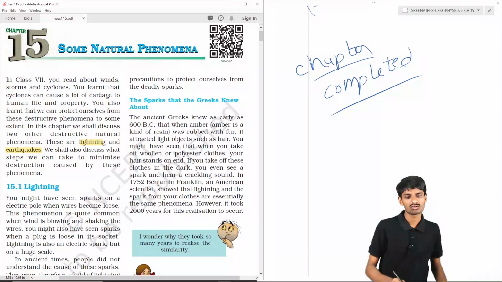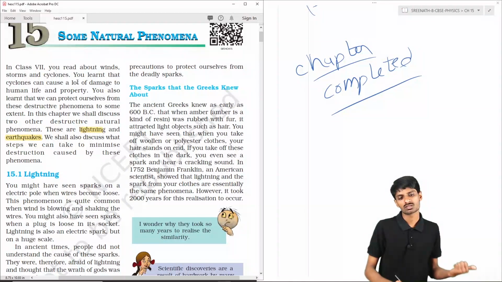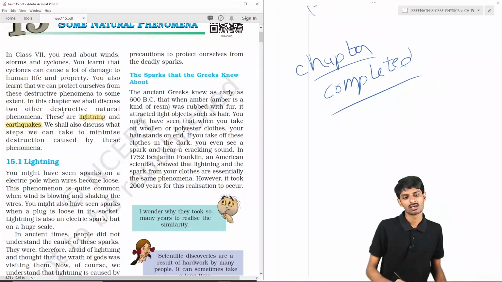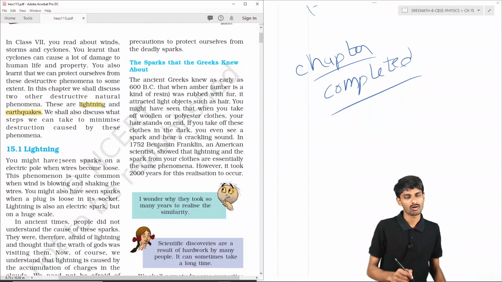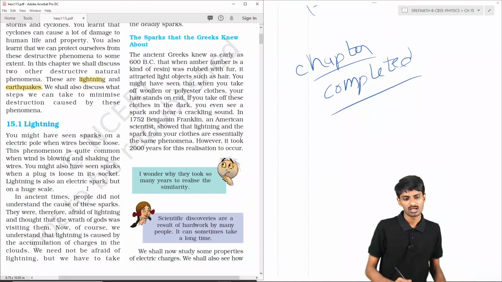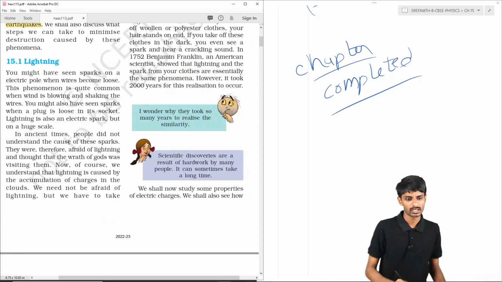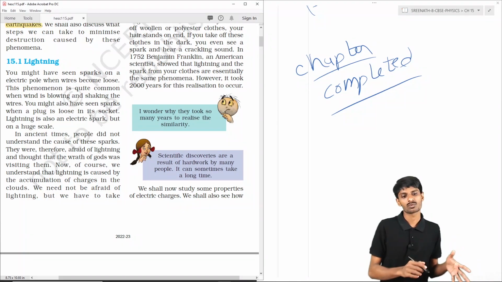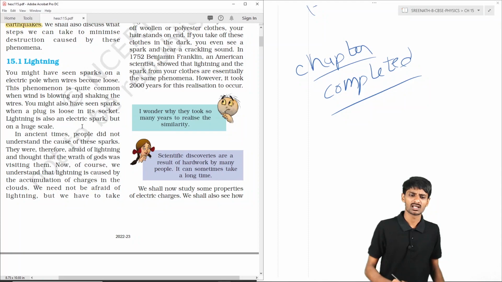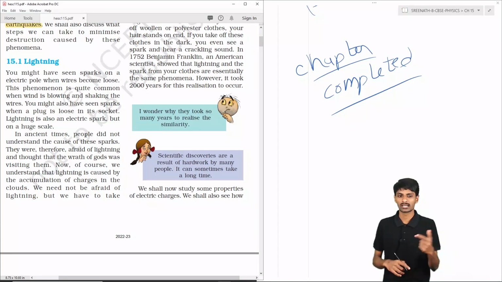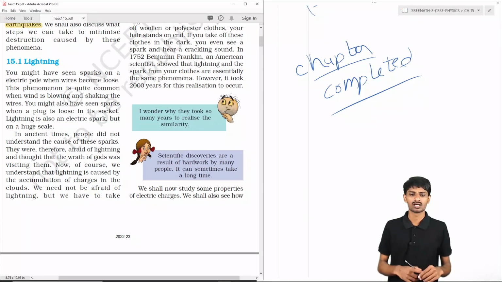In class 6 we have studied about cyclones, storms and other things. Now here we have discussed lightning and earthquakes. Coming to the point of lightning, students, you will see electric shocks or electric sparks in the electric poles, and electric sparks in the case of plugs. All these are because of lightning.